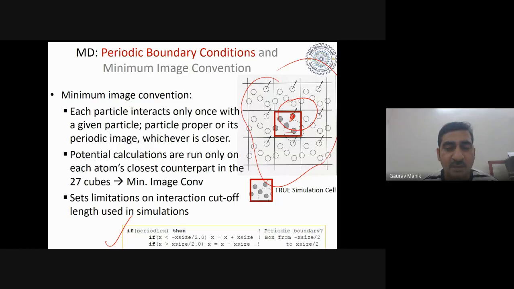This cutoff length is important because beyond a specific cutoff length, the interactions are very minimal. They're hardly there. So you assign a cutoff range for interaction length for all these atoms, and you only consider the interaction with those atoms which are present within that cutoff length. So you only calculate the interactions with those atoms which fall within this cutoff length.